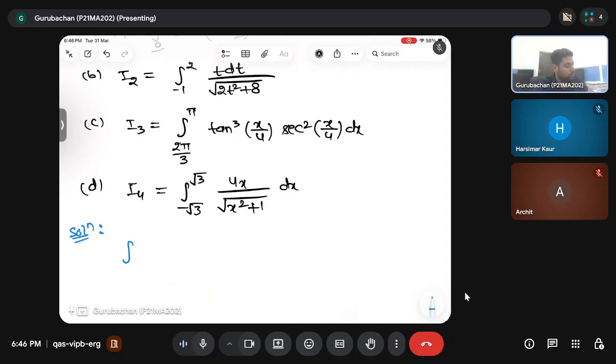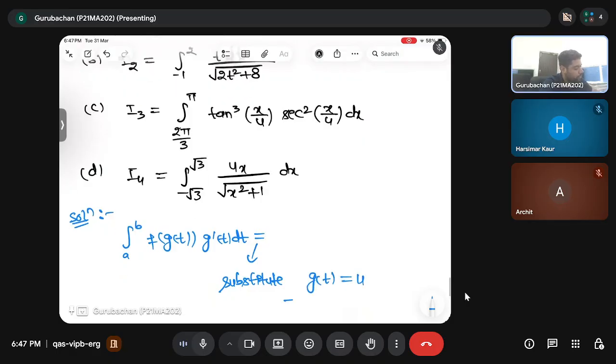What is the general approach? Whenever you have an integral of f of g(t) into g dash (t) dt, then if you substitute g(t) equal to some u, obviously g dash (t) dt will be du. So your integration will be in terms of f(u) du.